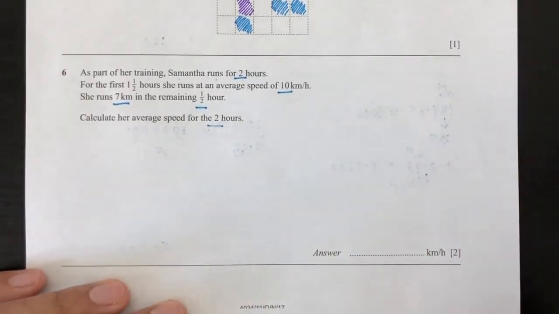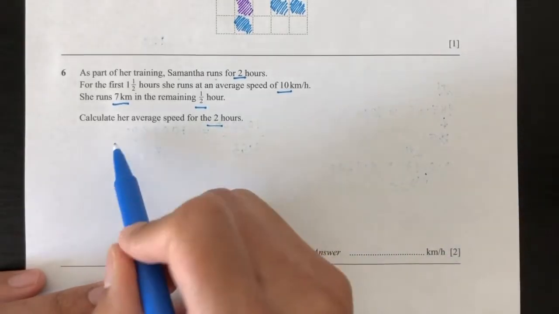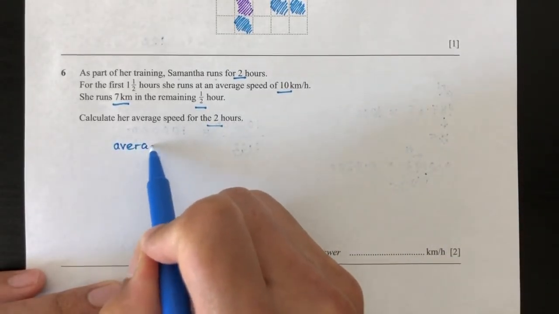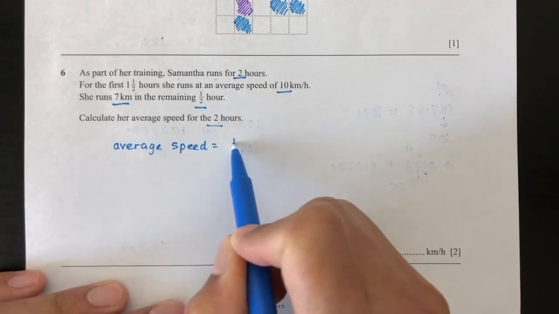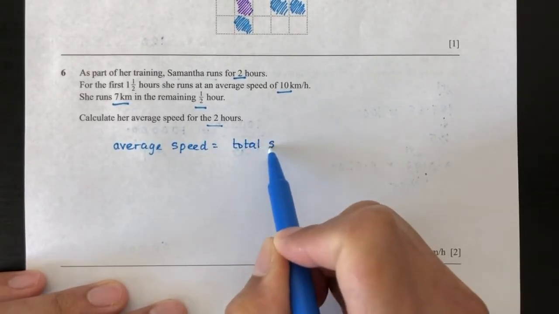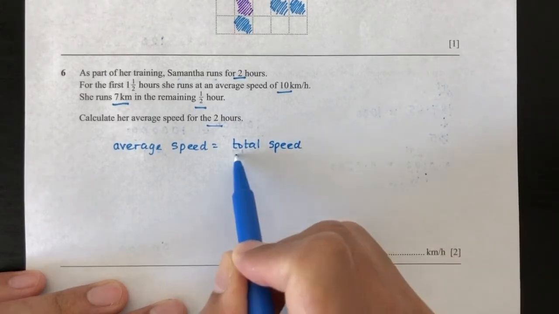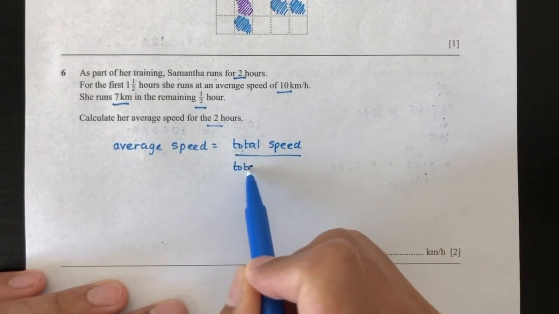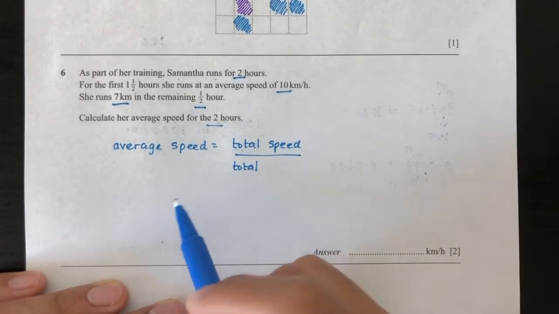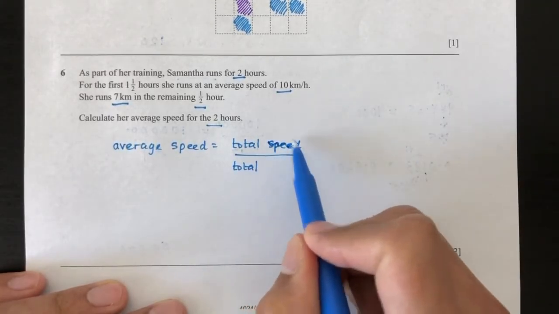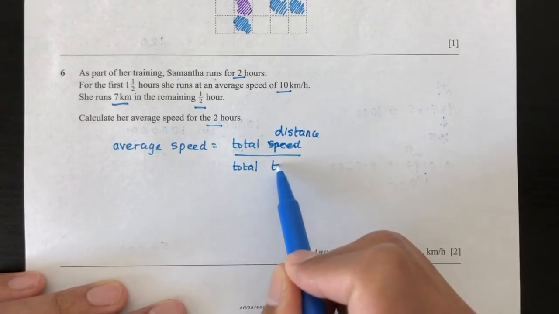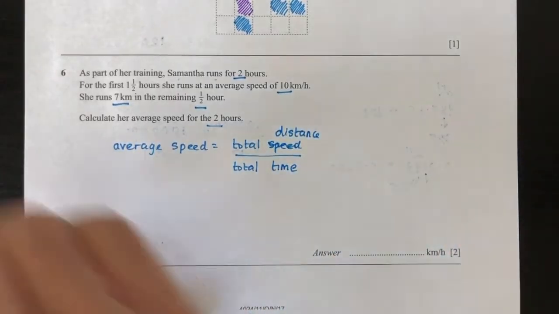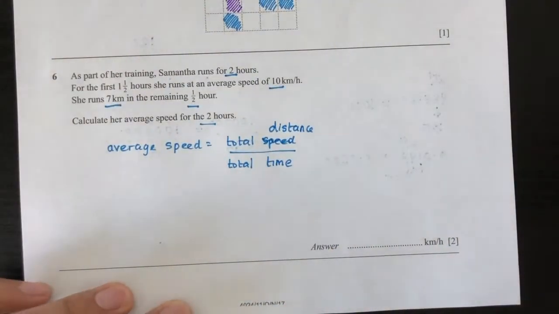First you have to know the formula for average speed. Average speed is equal to total speed divided by total time. No, that was so stupid. It's not speed, it's total distance. Yes, total distance divided by total time. So let me find this one first.